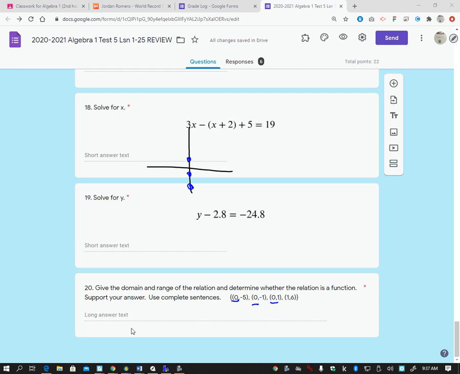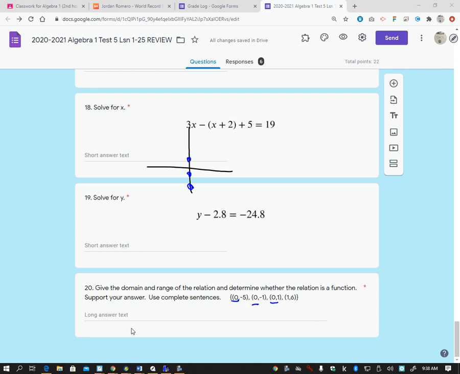All right. You need to say more than it doesn't pass the vertical line test, because if I'm looking at this and you're telling me it doesn't pass the vertical line test, well, how do you know? Tell me that you graphed 0, negative 5, 0, negative 1, 0, 1, and it created a vertical line of points on the y-axis, and therefore it does not pass the vertical line test, therefore it is not a function. Does that make more sense? Okay. When you write your sentences on these last questions, you should be writing them as if you're explaining them to somebody that doesn't know math. Okay?